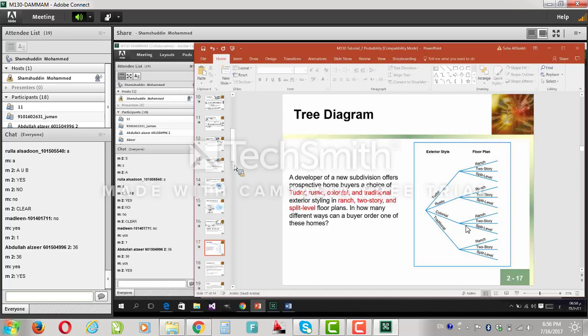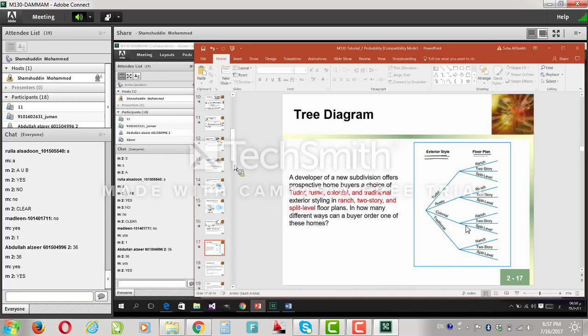A developer is offering homes for a buyer. The choices of the houses have two things: the exterior style and the floor plan, meaning the type of floors of the house. I'm trying to see how many options the buyer has. We have two ways to do the homes.